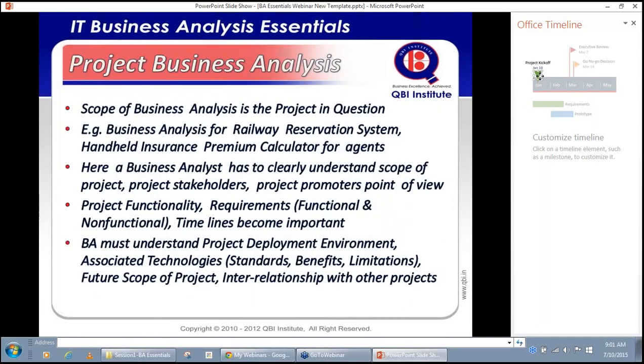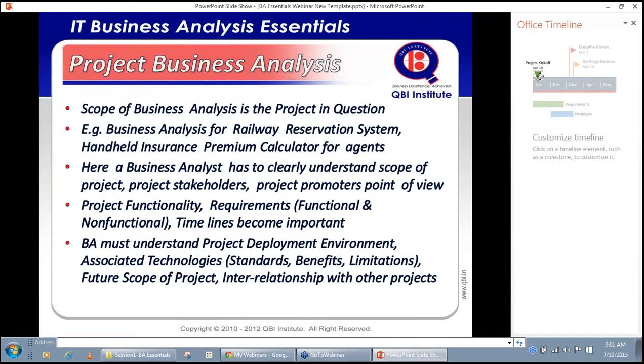Then project business analysis. Typically, as a BA, you will be given a project and you have to complete the analysis of this project or requirements of the project within given time. So the scope of business analysis is the project in question. For example, business analysis of railway reservation system, business analysis of handheld insurance premium calculation.